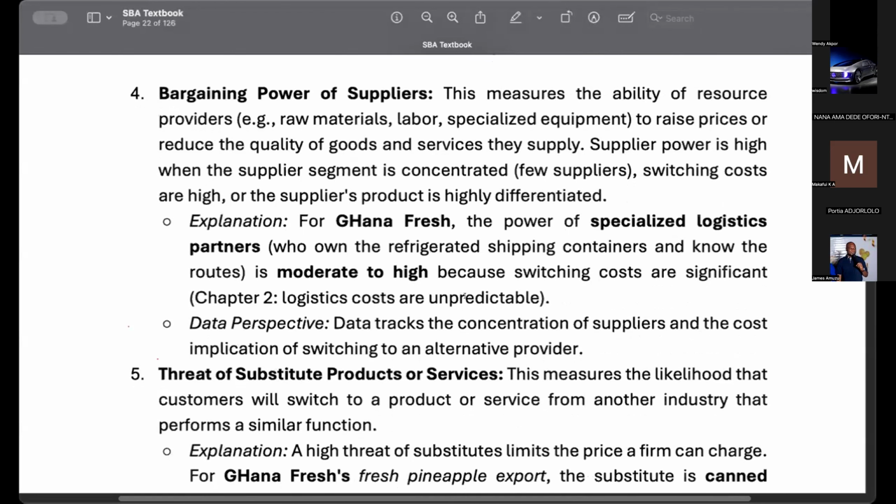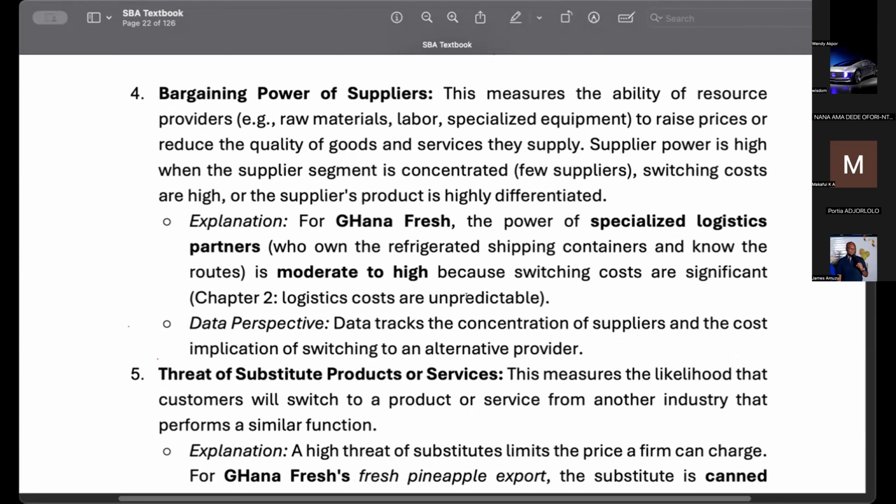Now, supplier power can arise in a situation where you, the company, are buying from a few suppliers. So the suppliers themselves dictate to you. These are the ones who provide you with your labor, your raw material, your specialized equipment, and they dictate that you raise prices or reduce the quality of goods and services they supply. Supplier power is high when the supplier segment is concentrated. There are very few suppliers, and it means that switching costs are high.